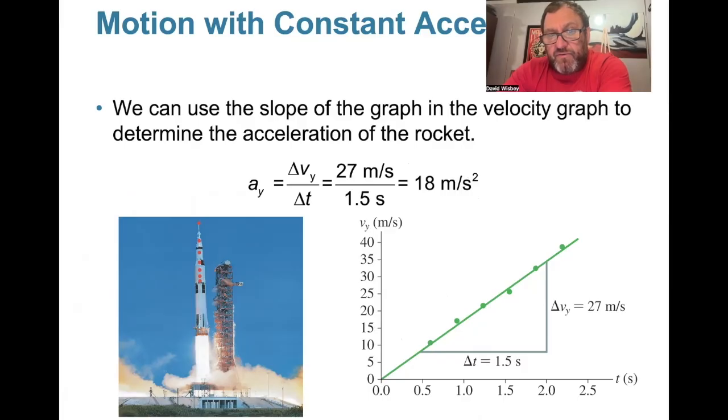So there's a lot of force that goes into lifting a rocket, and according to the plot here, Vy, we can find any 2 points, like it shows right here. So in 1.5 seconds, it increases by 27 meters per second, and that gives us 18 meters per second squared.